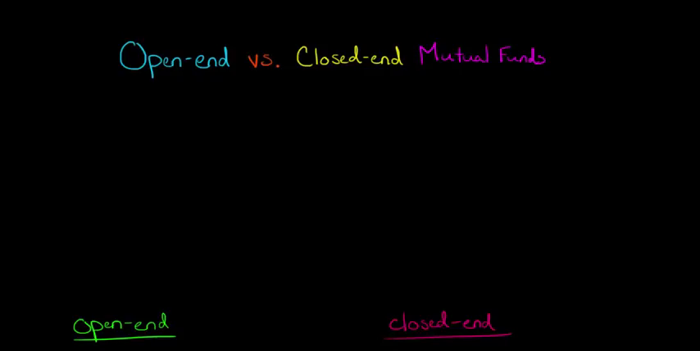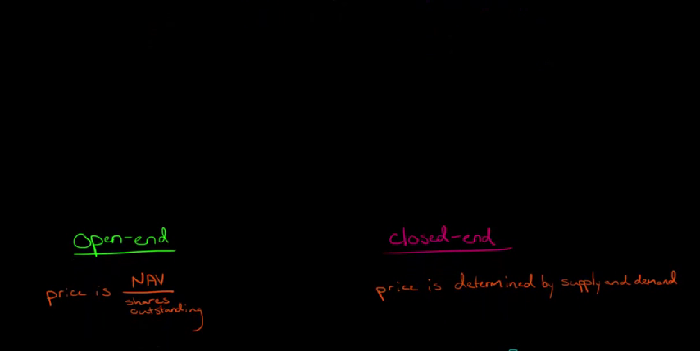In this video, we're going to discuss the difference between an open-end and a closed-end mutual fund. So with an open-end mutual fund, we're going to determine the price by just taking the net asset value of the fund and dividing it by the number of shares that are outstanding in the fund. The closed-end fund, our price is going to be determined by supply and demand. It's not necessarily going to be the net asset value divided by shares outstanding. It could be, but it's probably not going to be.